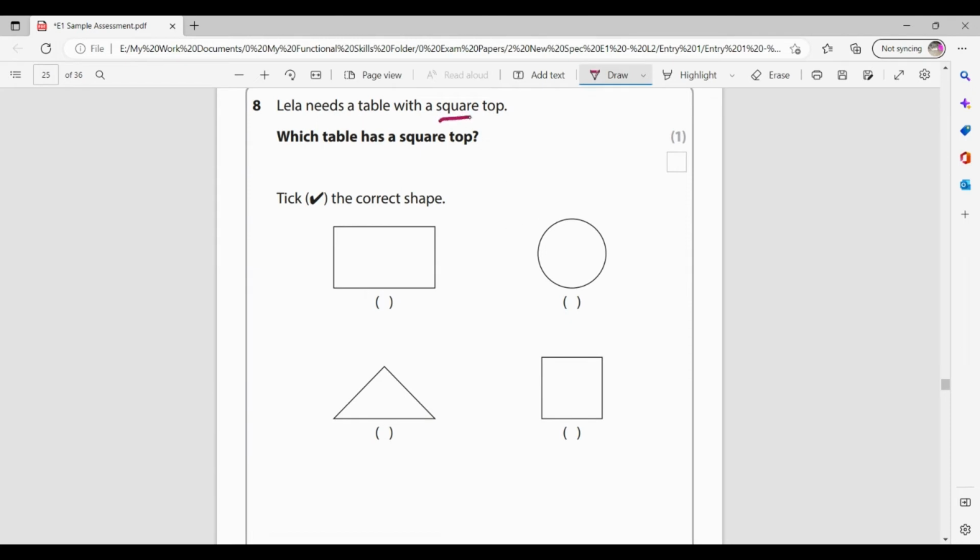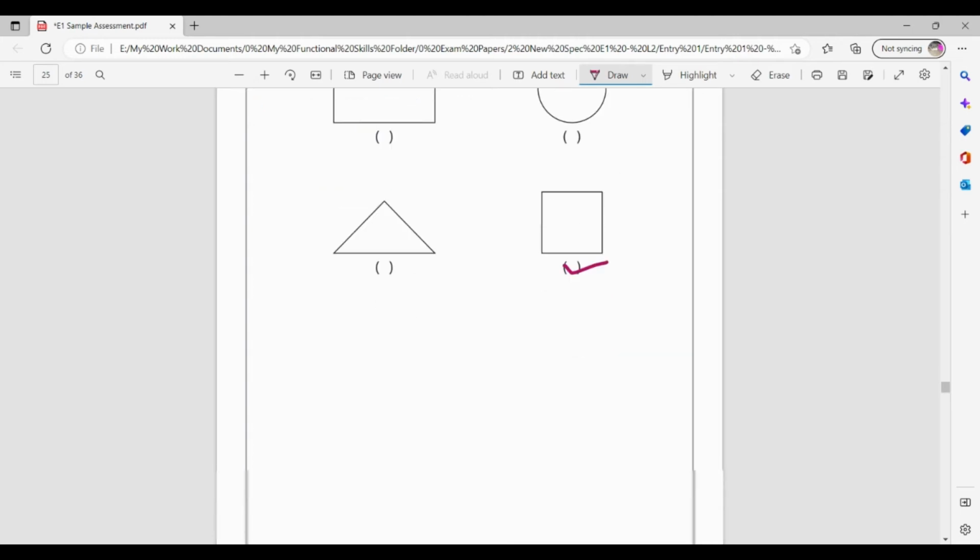Leela needs a table with a square top. Which table has a square top? This first one is a rectangle, so it's not a square. This is a circle. This is a triangle. This is my square. I know it's a square because in a square all of the sides are the same length. In a rectangle, the top and the bottom are the same length and the two sides are the same length, but they're not all the same length. So this one's my square.